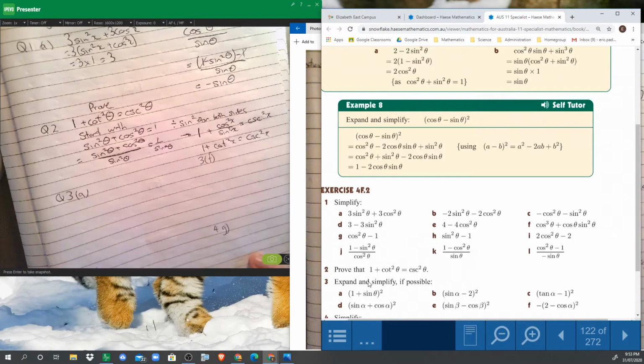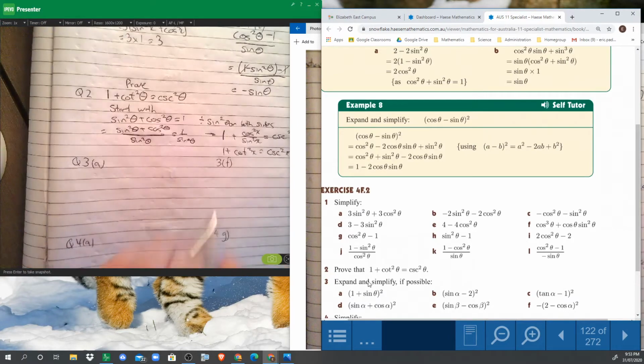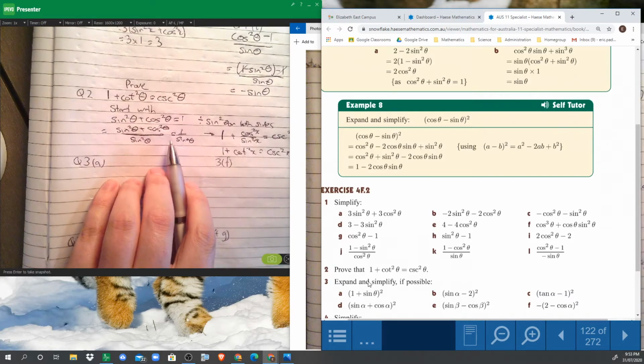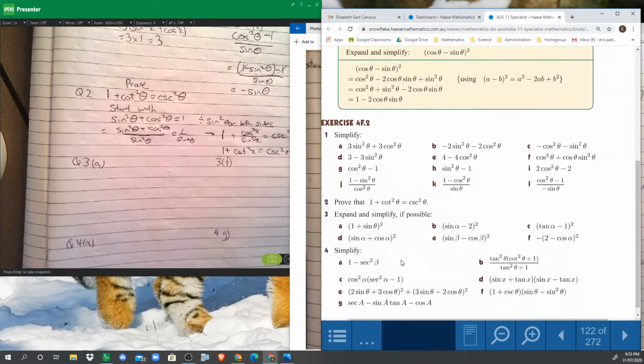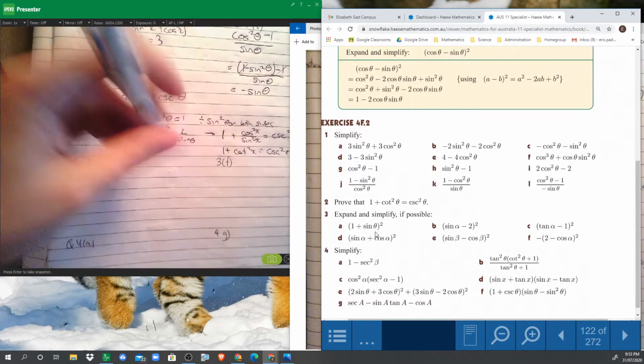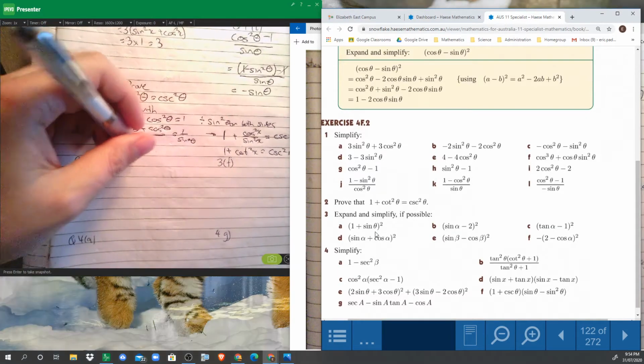Make sure you start with something and then go to there. All right, so let's have a look. Let's do some more of these ones. Expand and simplify if possible.